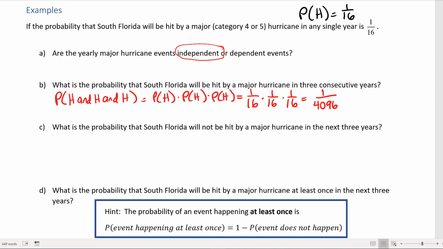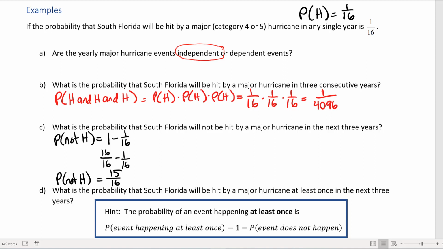Okay, so what is the probability that South Florida will not be hit by a major hurricane in the next 3 years? So I have to first figure out what the probability of not a hurricane in 1 year is. Well, because the probability of H is 1/16th, probability of not H is 1 minus 1/16th, which we worked out to have a common denominator of 16. So we have 16 over 16 minus 1 over 16. That's going to be 15 over 16. So the probability of not H is 15/16.